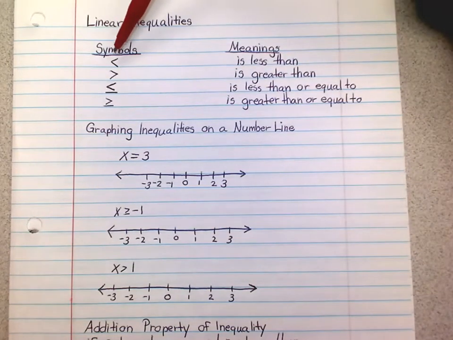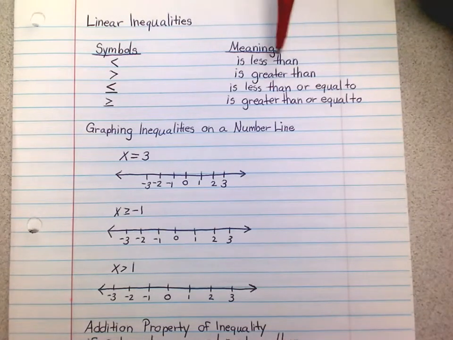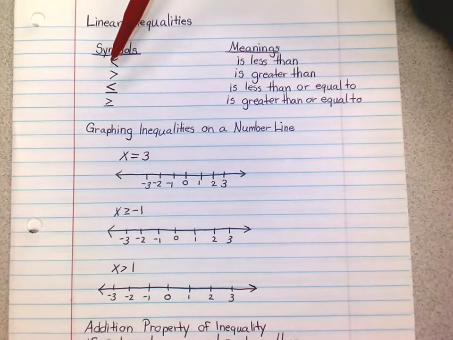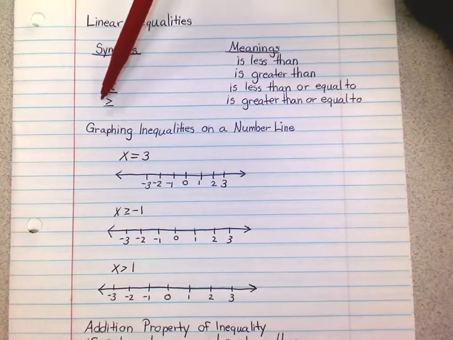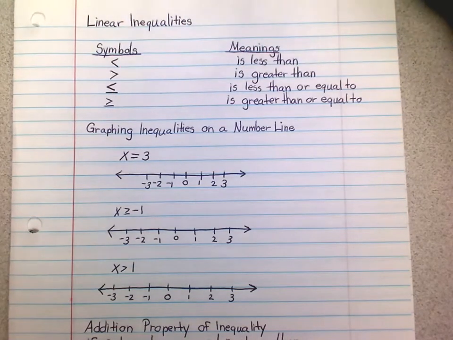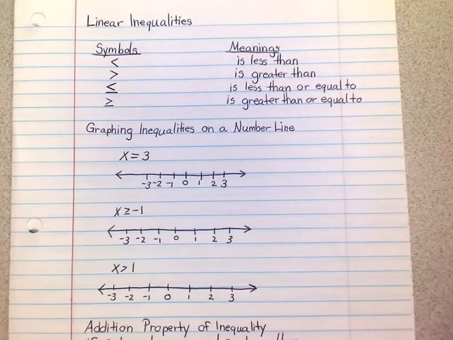Right here we have the mouth opening away, which means less than. Here the mouth is opening towards, which means greater than. And these two are pretty simple to start with. Then we add what looks like the little equal sign below it, which means less than or equal to, greater than or equal to. That's just the basic terminology getting used to these.